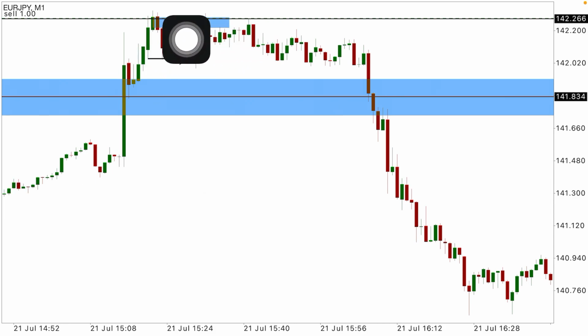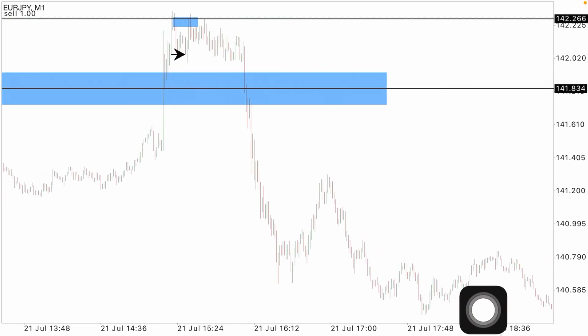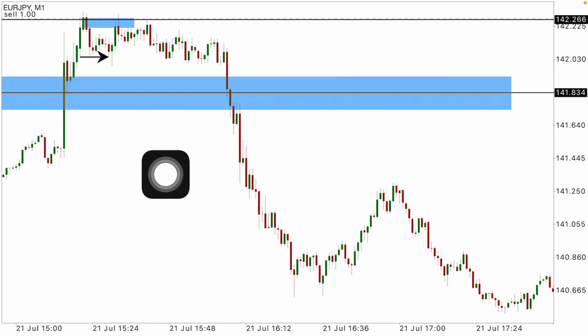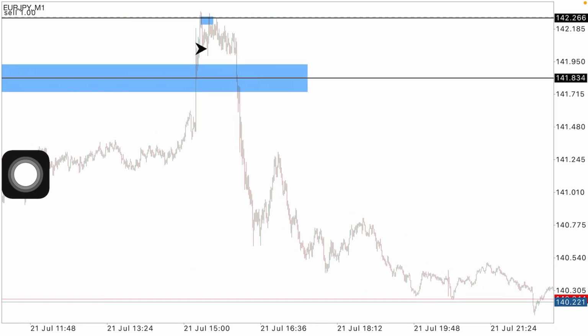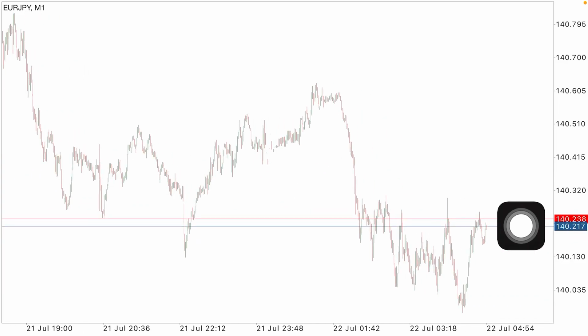Price then came back to mitigate, to return. That was a return to order block. So when this return to order block happened, you can see there was a massive drop. This is over 1:10 risk to reward ratio. Can you see the massive drop? And it's still dropping.